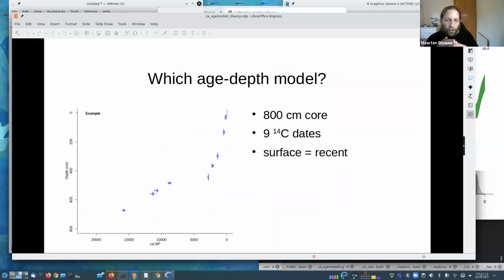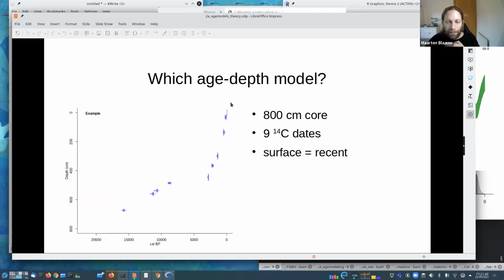So when we decide on what age model to apply, there are lots of decisions involved, especially if you use classical age models. For example, assume that we have a site, a core, on the vertical scale here. We've got the centimeters from 0 to 800 centimeters depth. So we've got an 8 meter core, and here's the calendar scale, and we've got 9 dates or so, and also the surface, assuming it's a recent surface.